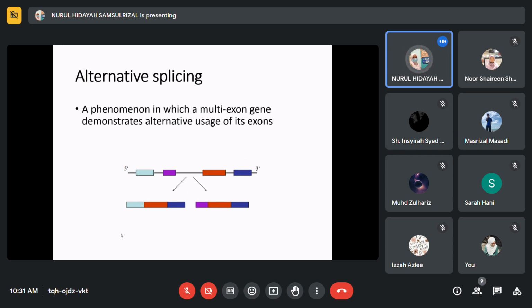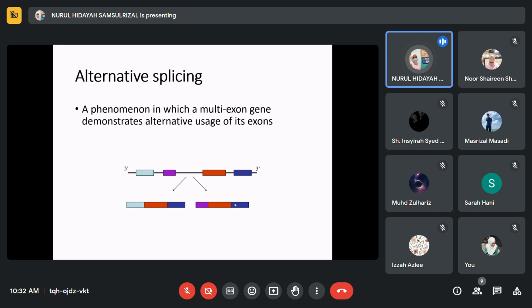So this is alternative splicing. As I mentioned, it can take many forms. A multi-exon gene demonstrates alternative usage of each exon. Here you can see we have 4 exons but they produce 2 different proteins, or two different transcripts. Different transcripts involve different combinations of exons. This is exon 1, 2, 3, 4. But the first alternative produces 1, 3 and 4, and this one 2, 3 and 4. This is what we call alternative splicing.